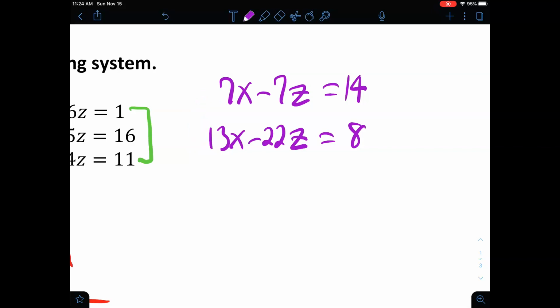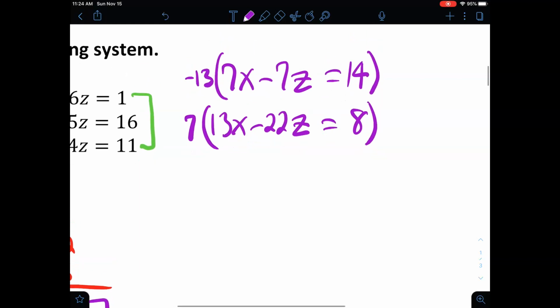These are both positive too, so I'm going to multiply the top by negative 13 and the bottom by 7. That's a shortcut if you don't want to figure out the exact least common multiple. All right. So negative 13 times 7x is negative 91x. Negative 13 times negative 7z is positive 91z. Equals negative 13 times 14 is negative 182. Got that on my sheet here. I didn't do that mental math in my head.